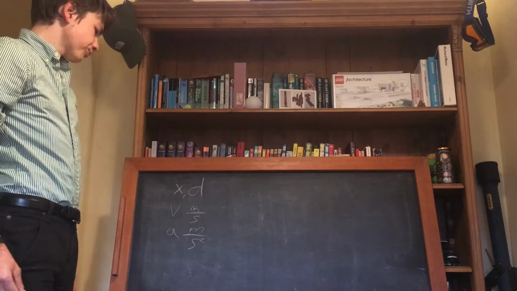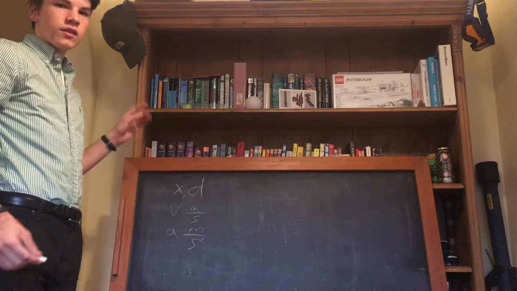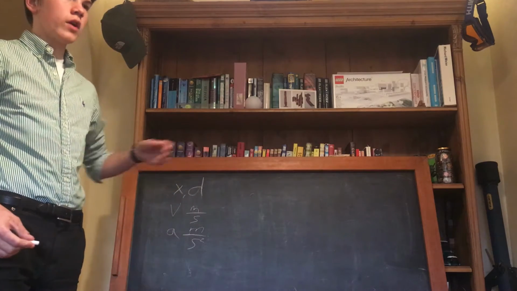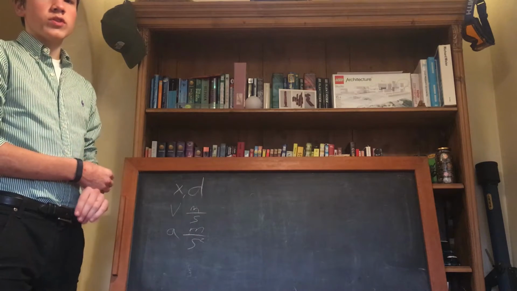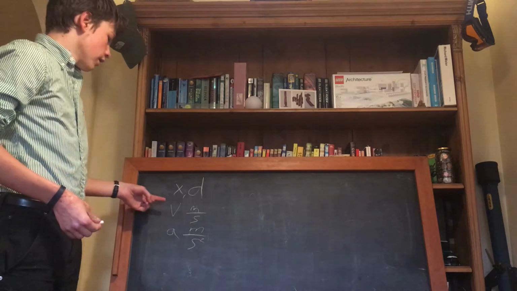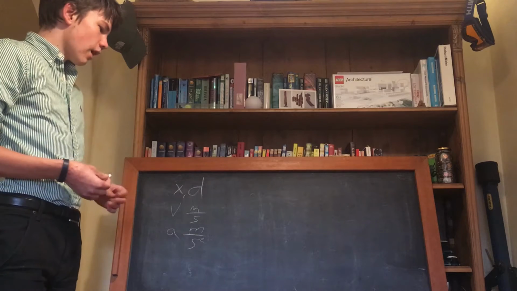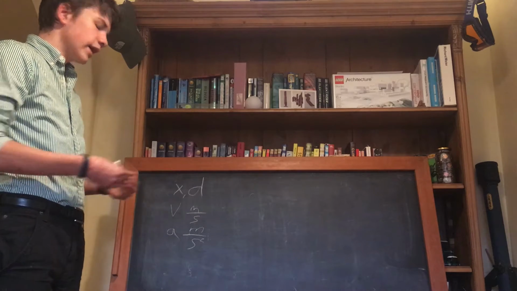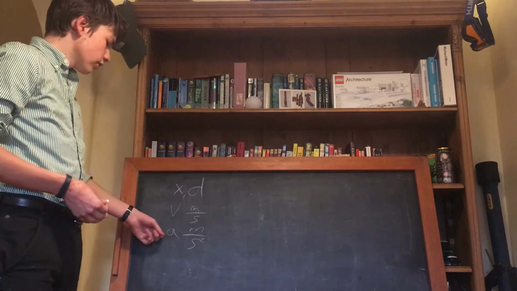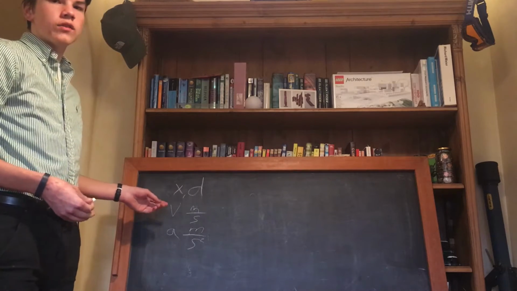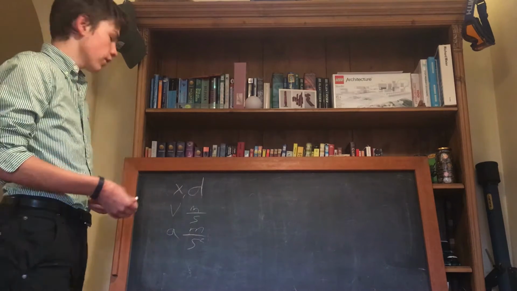All right. X, distance, is just plain and simple how far an object has moved from its original starting point. Velocity is how fast it got there. And then acceleration is the rate of change of the velocity, so how often the velocity is changed.